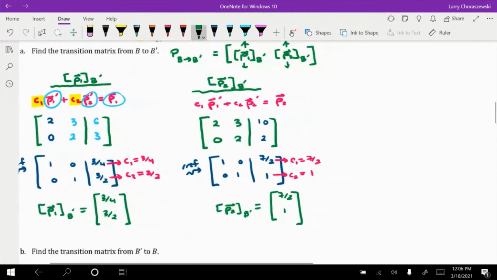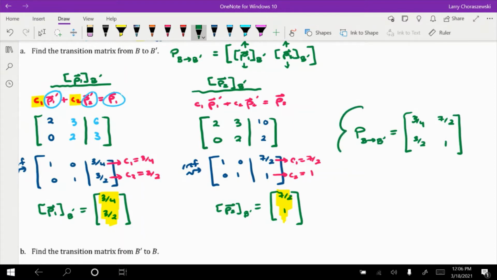We'll finally put together our transition matrix, which takes us from B to B prime. Our first column will consist of the values 3/4 and 3/2. And then our second column will consist of the values 7/2 and 1. And there she be.